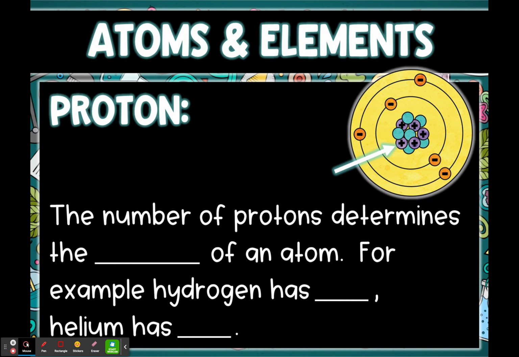The number of protons determines the element of an atom. For example, hydrogen has 1 proton, helium has 2. So the number of protons determines what type of atom that is, and each atom is a distinct element.